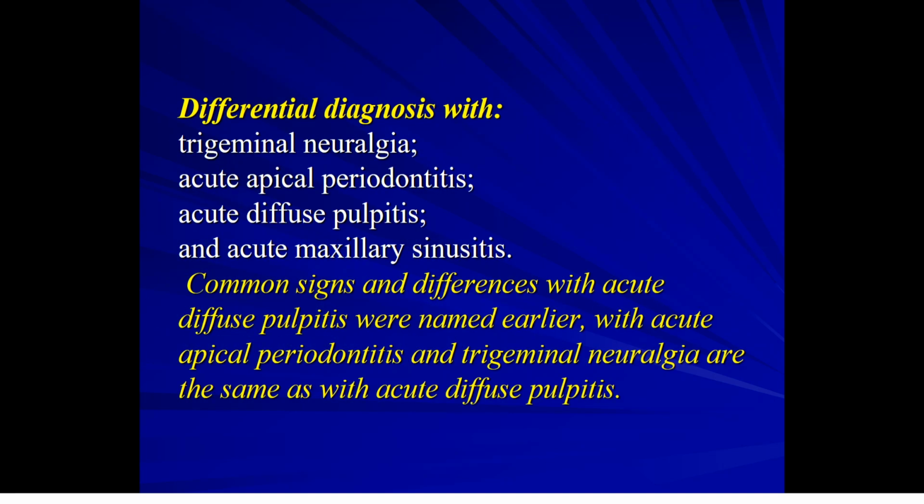We can make a differential diagnosis with such diagnoses: trigeminal neuralgia, acute apical periodontitis, acute diffuse pulpitis, and acute maxillary sinusitis. Common signs and differences with acute diffuse pulpitis were named earlier. With acute apical periodontitis and trigeminal neuralgia, they are the same as with acute diffuse pulpitis.